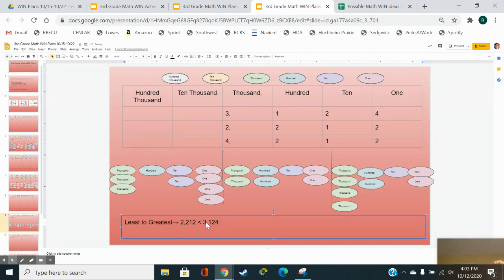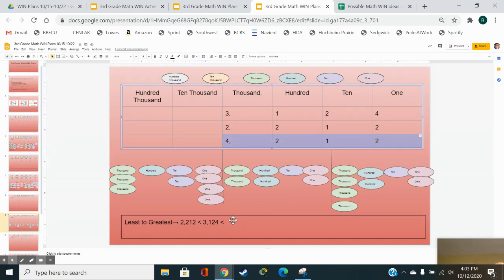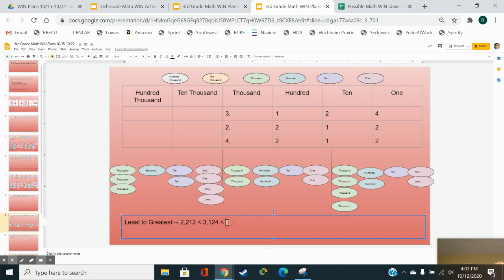3,124 is less than, and then I have to look at my final number. Well, my last number I have is 4,000, and it's actually 4,212. So I'm going to write that down right here, 4,212. So that's how I would put it in order from least to greatest. But I also have to be able to say in order from greatest to least.